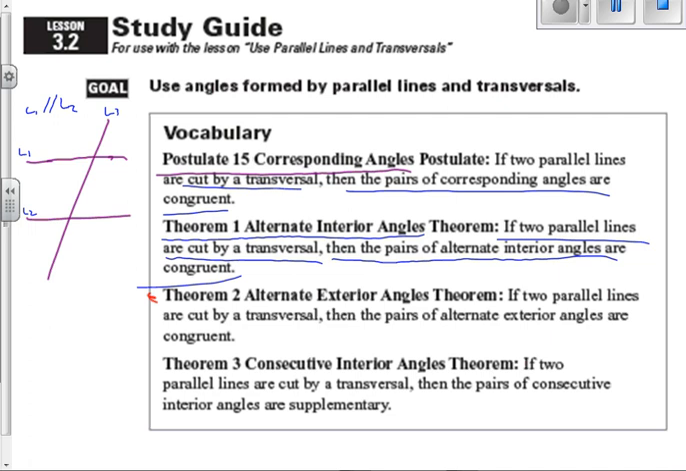So now on the last one here, we're looking at Theorem 3, the consecutive interior angles theorem. If two parallel lines are cut by a transversal, then the pairs of consecutive interior angles are supplementary. As I was saying earlier in another video, these were your consecutive interior, and so the measure of angle 1 plus the measure of angle 2 is equal to 180 degrees because they are supplementary. It also holds true on the other side. So like 3 and 4 would be consecutive interior angles. All right. So let's move on.